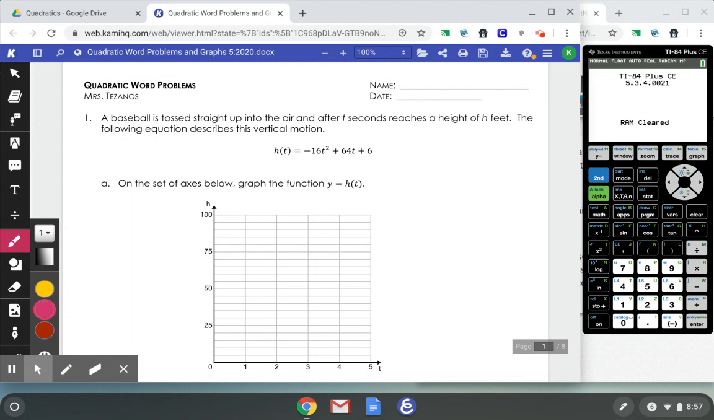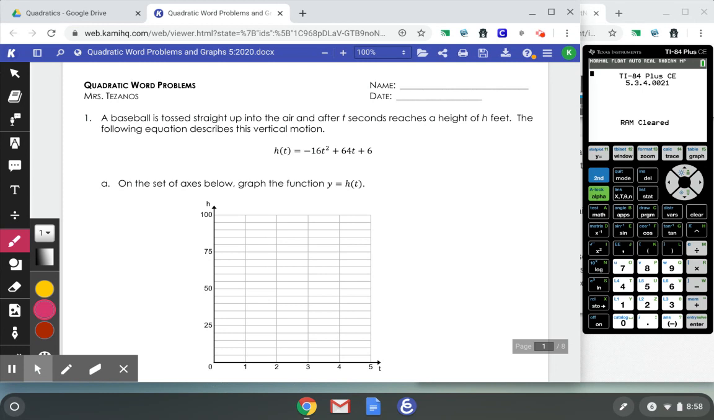First example says, a baseball is tossed straight up into the air and after t seconds reaches a height of h feet. The following equation describes the vertical motion: H of t equals negative 16t squared plus 64t plus 6. So what we're going to do is graph this quadratic on the set of axes below and take a look at the different parts of the graph.